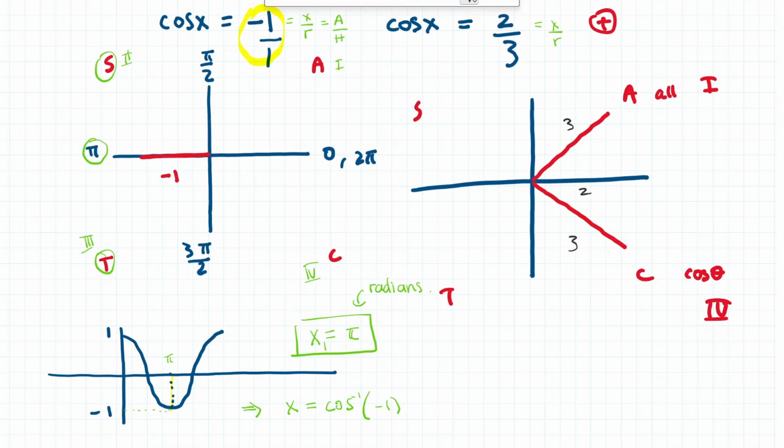Okay, first thing you always want to check is, do I have a special triangle? Because if you have a special triangle, then you could easily find your angle, your internal angle there. But I hate to break it to you, 2, 3 is not a special triangle, so unfortunately we'll have to resort to using our calculator. So that means that x is going to equal cos inverse of 2 over 3.